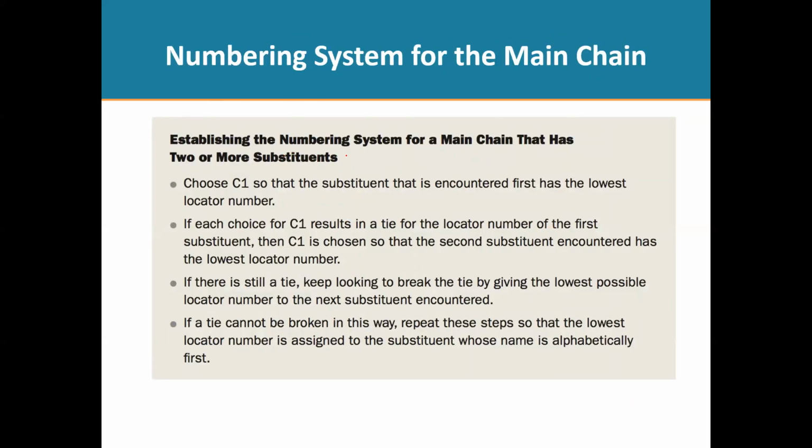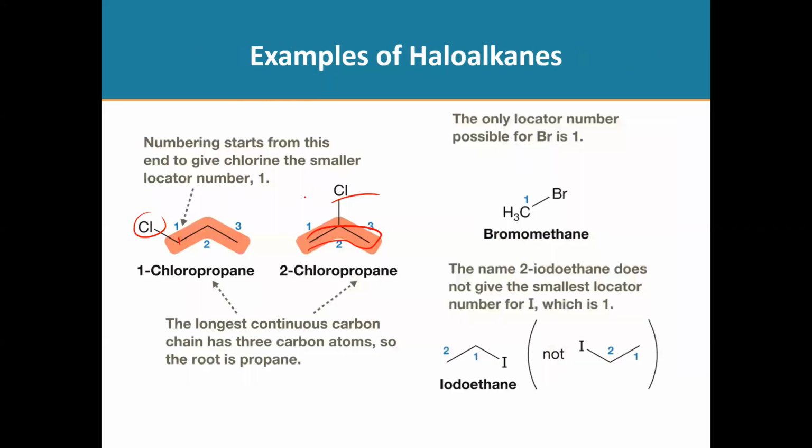So, establishing the number system for a main chain that has 2 or more substituents, it says choose C1 so that the substituent that is counted first has the lowest locator number. And you saw this right here. So we have a 1 right here. Let's just say, for instance, we started here at 1, 2, 3. Well, this is the same thing as this right here. We just flipped it. So that's why we started at 1. Because you could have gone 1, 2, 3, but you always want to start with the lowest number, 1.